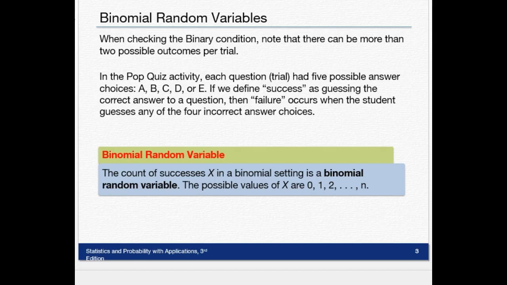So, when checking the binary condition, note that there can be more than 2 possible outcomes per trial. In the pop quiz activity, each question or trial had a possible 5 answer choices, A, B, C, D, or E. If we define a success as guessing the correct answer to a question, then failure occurs when the student guesses any of the 4 incorrect answers. All right, so the count of successes in a binomial random variable has possible values of 0, 1, 2, 3, 4, 5. These are discrete variables in a binomial setting.